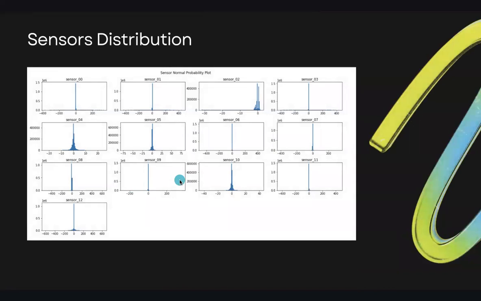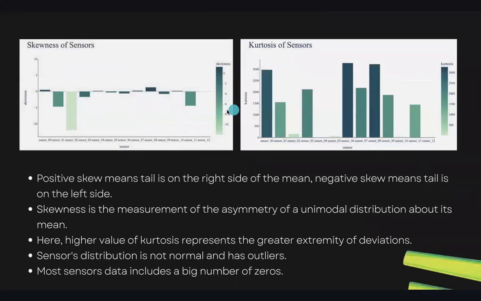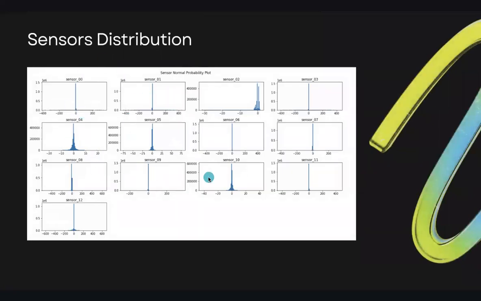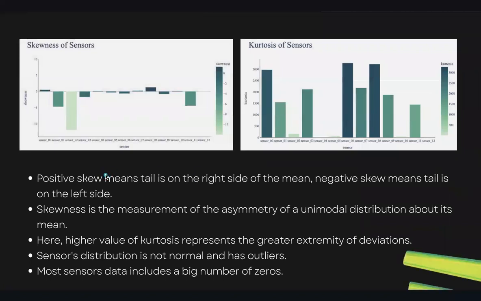Before training any model, you must have a complete idea about your data set distribution. So this is what our sensors distribution looks like. Referring to this plot and these two plots, this is the skewness of sensors, the kurtosis of sensors, and the distribution of sensors, the probability plot. A positive skew means the tail is on the right side of the mean in the distribution. Negative means the tail is on the left side, respective to its mean.